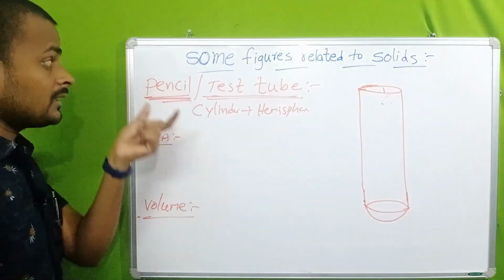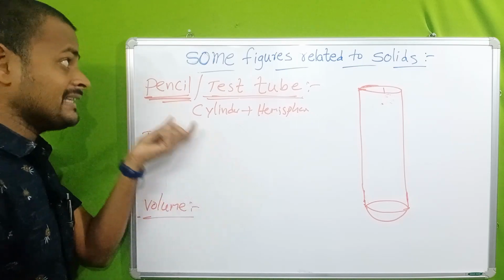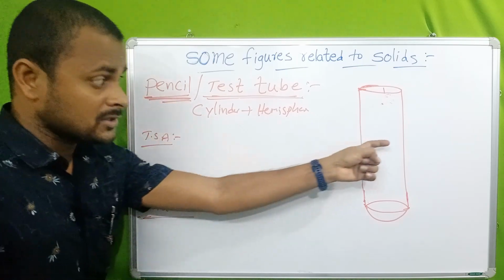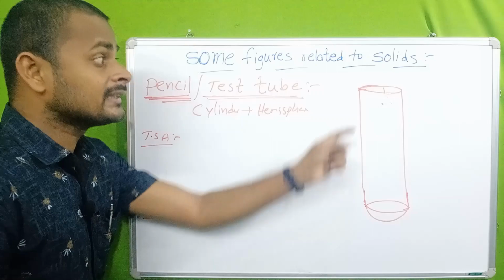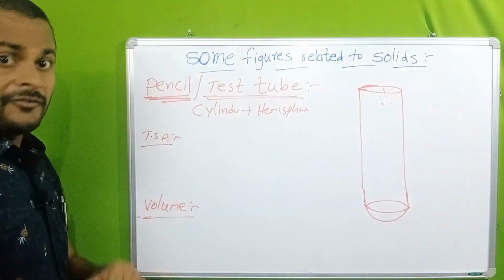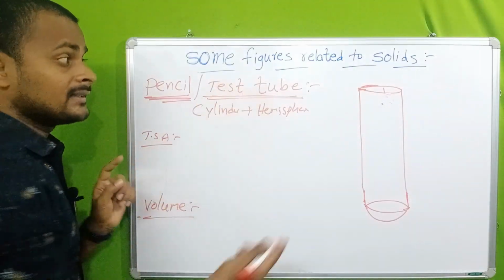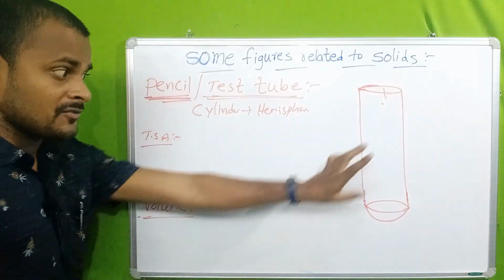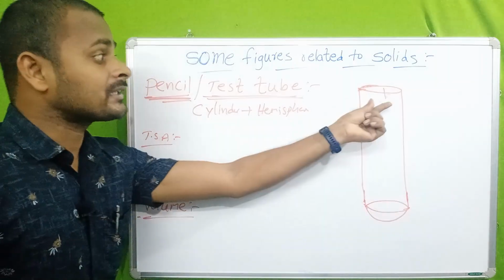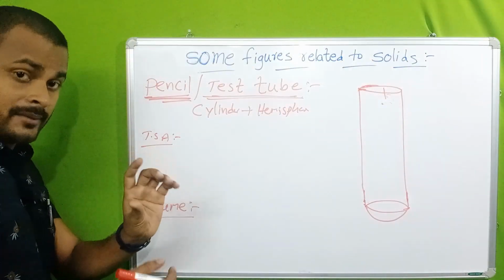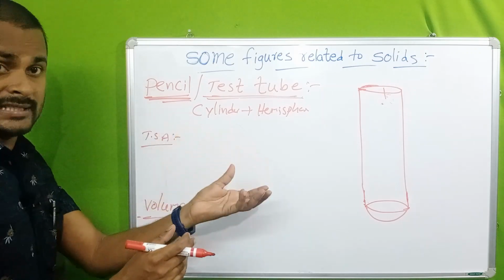So just remember what kind of sum you are asked. If it is a pencil, then it is a combination of cylinder and hemisphere, but the top edge is also closed. If you are asked about a test tube, then the top edge is open. It is also a combination of cylinder and hemisphere, but the top edge is open. So just remember what kind of surface area is asked.